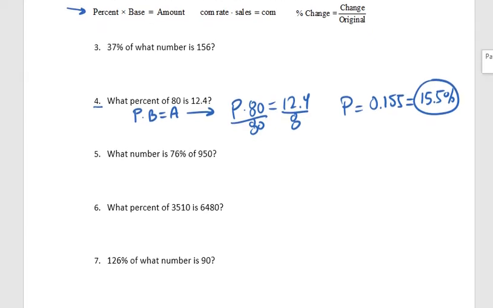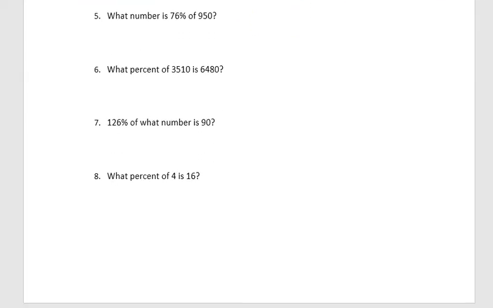Alright, next question we're taking a look at is question 7. And again, this is another percent times base equals amount. So I just need to fill that in. This time I know the percent, so 126%. When I put that into my equation, however, I'm going to want to write that as a decimal. So notice here's where my decimal would be in percent, and I would go 1, 2. So as a decimal number, that's 1.26.